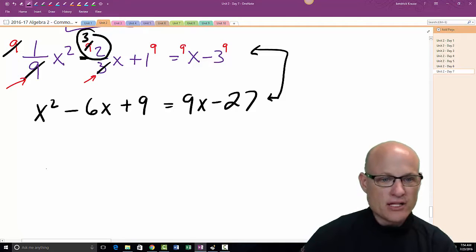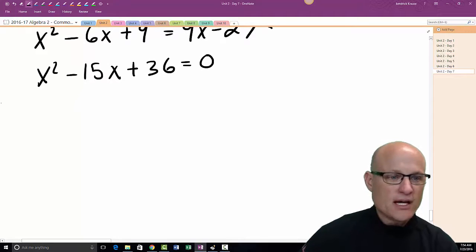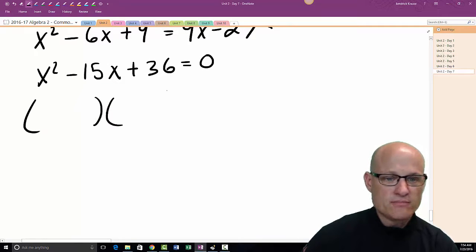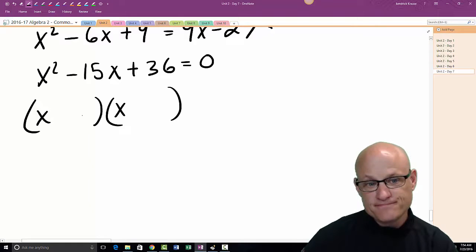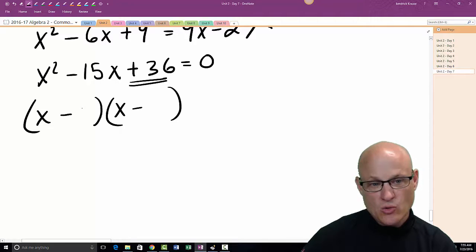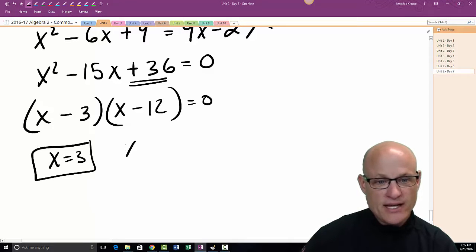All right, bring everything to the left side. So I get x squared minus 15x plus 36 equals 0. I got 2 sets of parentheses. You got to multiply to 36 and add up to negative 15. Both of them have to be negative because they got to multiply to something that's positive. How about 3 and 12? So my two answers are x equals 3 and x equals 12. Those are my two answers.